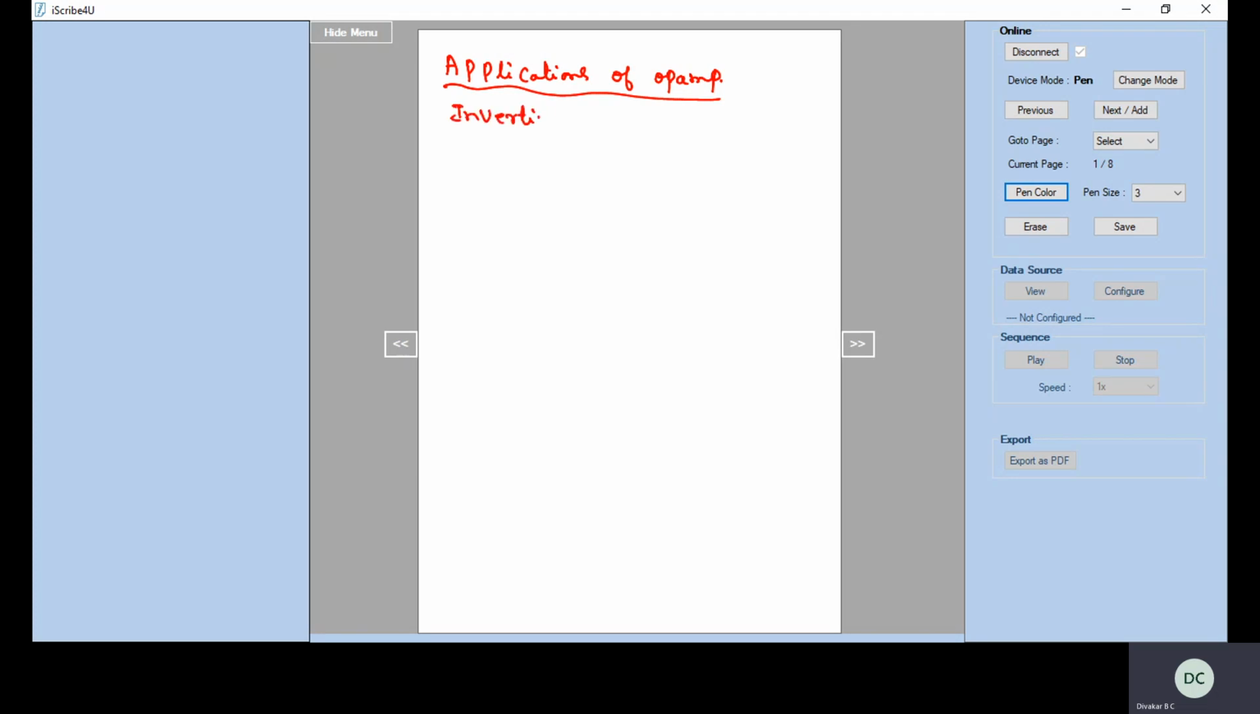An inverting operational amplifier is one in which the input is given to the inverting terminal and the output voltage is out of phase with respect to the input by 180 degree. So this is the circuit diagram for inverting operational amplifier. So it has one output terminal V0. The non-inverting terminal is connected to the ground and to the inverting terminal we are going to apply the input. This is R1 and the feedback resistance is RF.